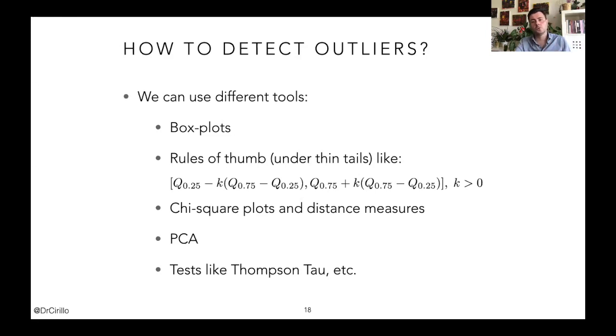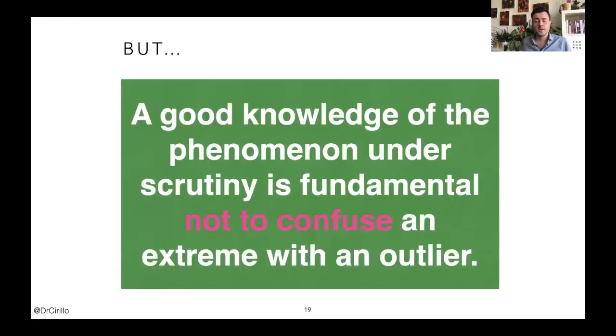There are different ways of doing that, but the very important thing is that in order to safely play with outliers, you need to have an understanding of the phenomenon you are trying to model. Not to confuse an outlier with an extreme, you have to know what you are doing. You have to know what you are analyzing. So your knowledge of the phenomenon is pivotal.